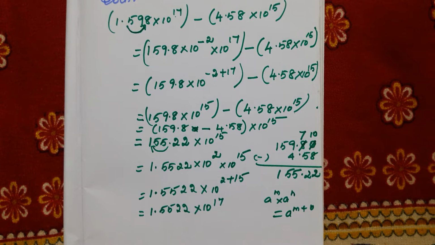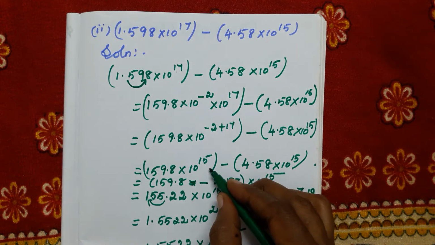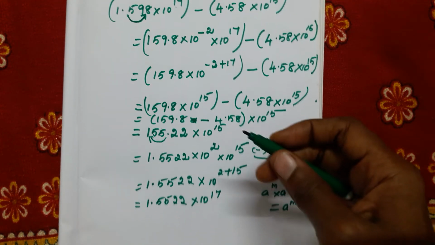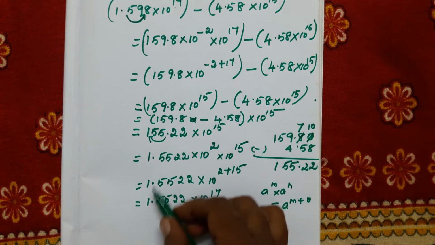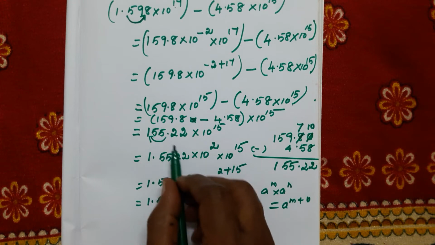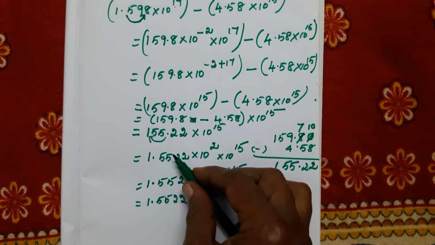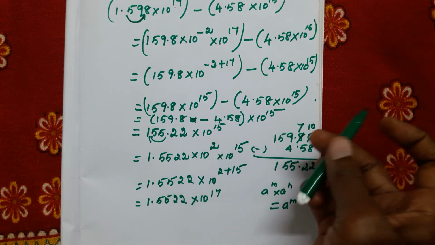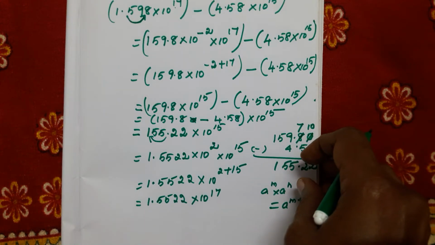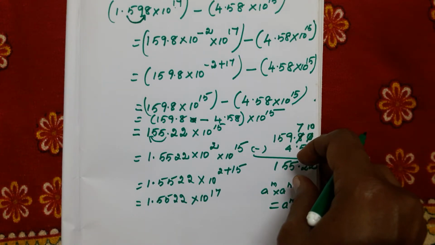Have you all understood this? First we want to convert the indices to be the same. Afterwards we have to subtract. And again here you see that it is not in scientific notation. Again we want to convert this into scientific notation and write it. Have you all understood this?